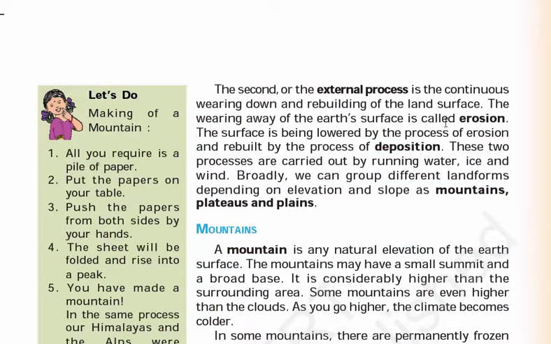And the means by which this happens is usually running water, ice and wind. So these three are the major means of transportation by which erosion and deposition happen. And this process, done over several years, makes a huge impact, which is nothing but huge elevations and slopes. And those elevations and slopes are called mountains, plateaus and plains, depending on the height.